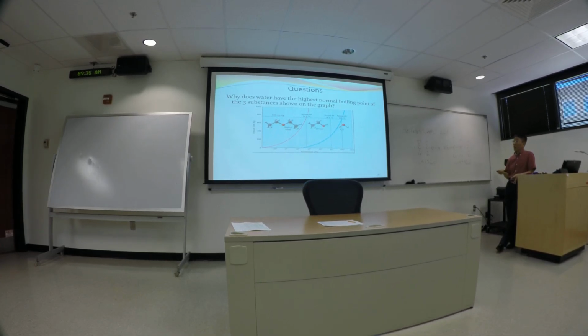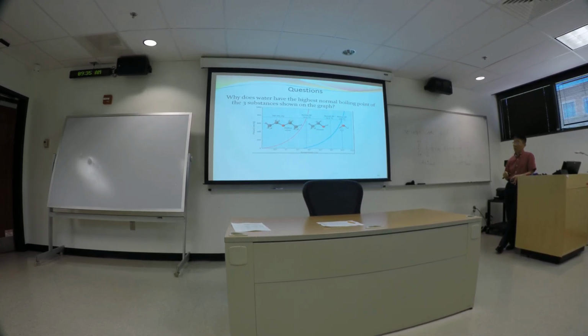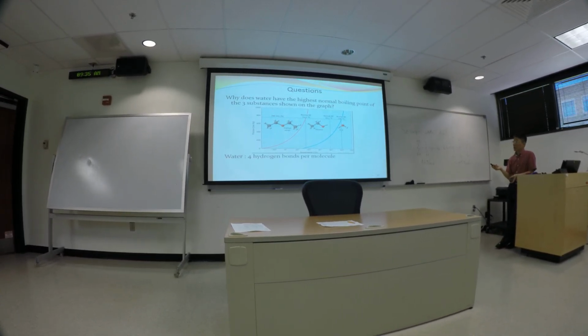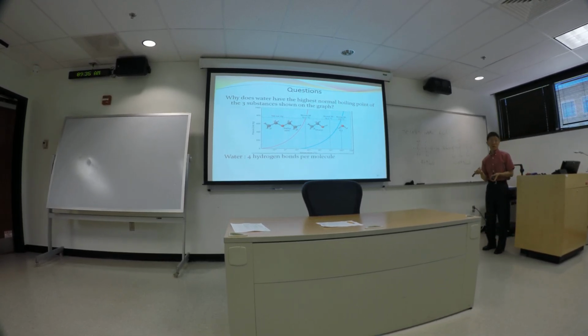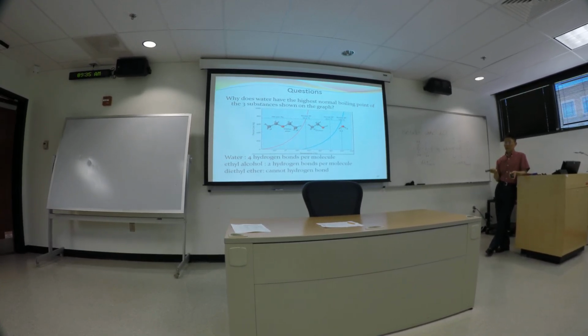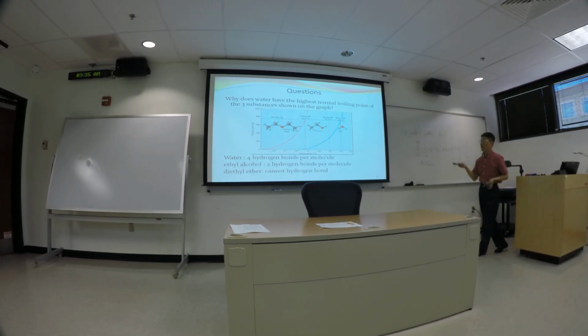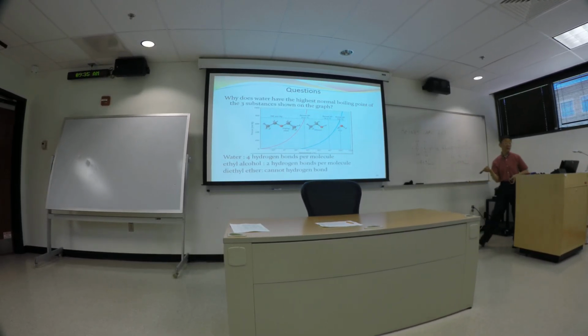Okay. And why does water have the highest normal boiling point? Water is the smallest molecule among these three, but has the highest boiling point. And the reason is because of the hydrogen bonds that a water molecule can form. The tetrahedral structure of the water molecule ends up with 4 hydrogen bonds per molecule. Diethyl ether and ethanol, only 2 hydrogen bonds per molecule. With diethyl ether, there is no hydrogen bond. So that's why water has the highest boiling point.